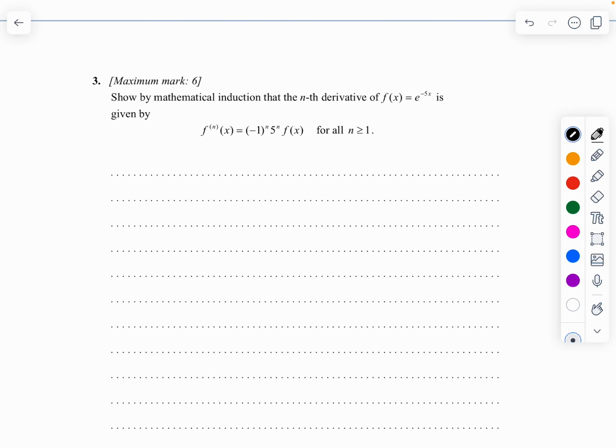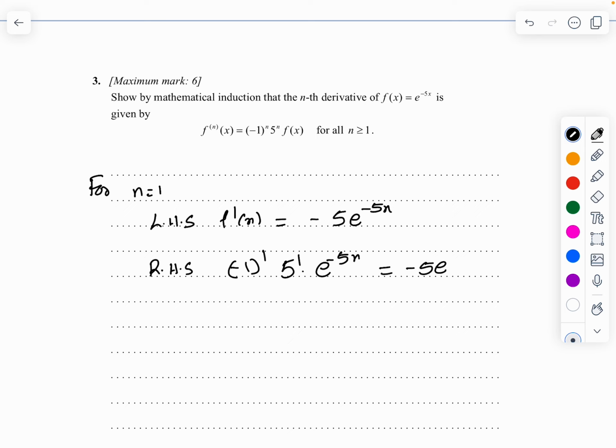Question number 3. Show by mathematical induction that the nth derivative of e to the power of minus 5x is given by this formula. So for n equals 1, what is the left hand side? The left hand side is the first derivative, which is minus 5 e to the power of minus 5x. Substitute in the formula: minus 1 to the power of 1, 5 to the power of 1, and e to the power of minus 5x. So it becomes minus 5 e to the power of minus 5x. Therefore it is true for n equals 1.